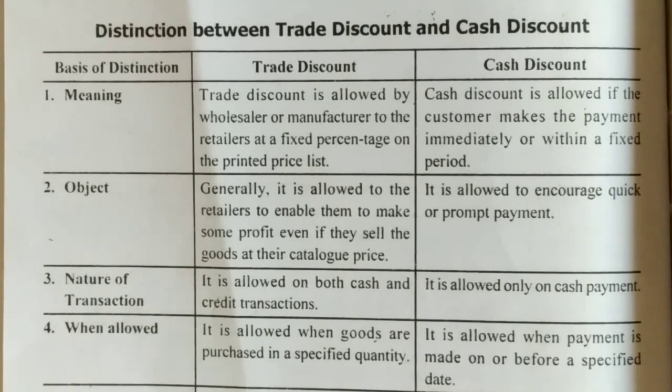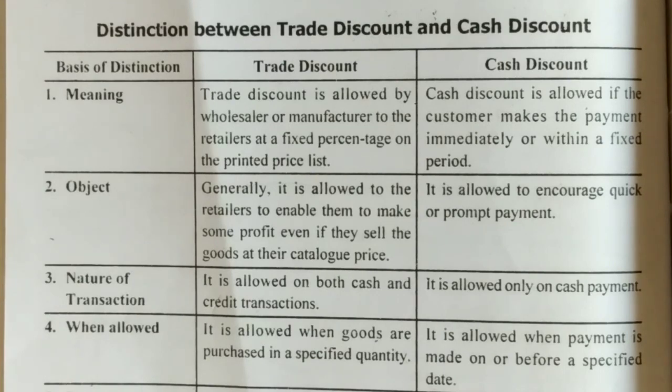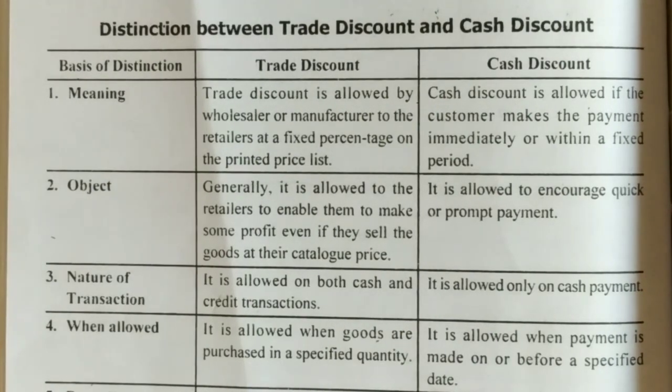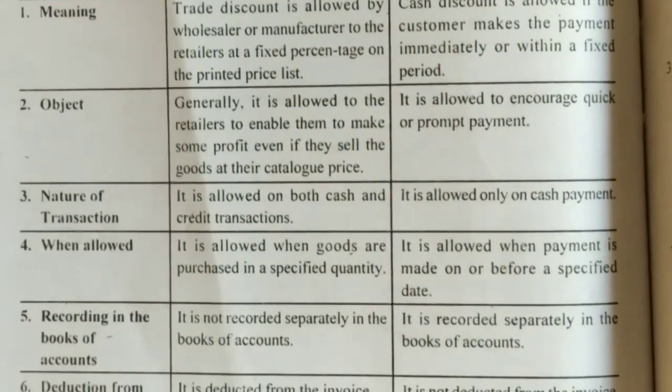quick or prompt payment. Nature of transaction: trade discount is allowed in both cash and credit transactions, whereas cash discount is allowed only on cash payment. When allowed: trade discount is allowed when goods are purchased in a specified quantity, whereas cash discount is allowed when payment is made on or before a specified date. So these are some points of difference.